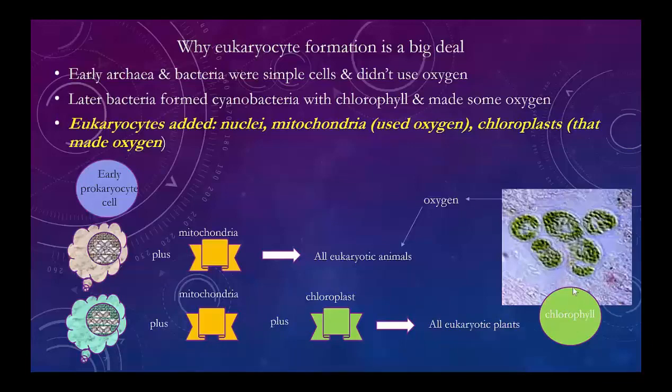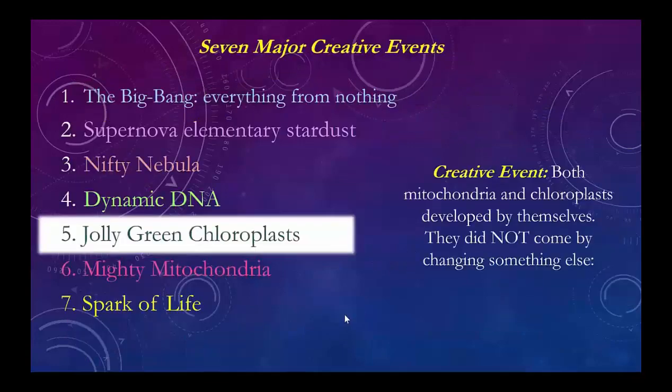And notice that it's green. That's why we've colored all of these green, because you still have green leaves, green flowers. You have all kinds of green things, and those are all the plants that contain the chlorophyll, and they make oxygen, which comes back. This is the cycle of life. It comes back to the animals so they can function. Now we're going to look specifically at the fifth major creative event, because it really is important.